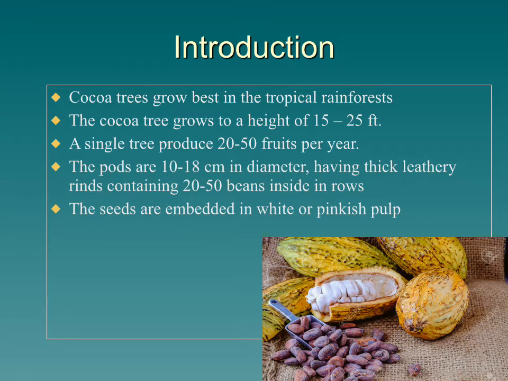The pods are 10 to 18 cm in diameter, having thick leathery rinds containing 20 to 50 beans inside in the rows. The seeds are embedded in white or pinkish pulp. The side picture shows how the cocoa seed and the entire fruit look.